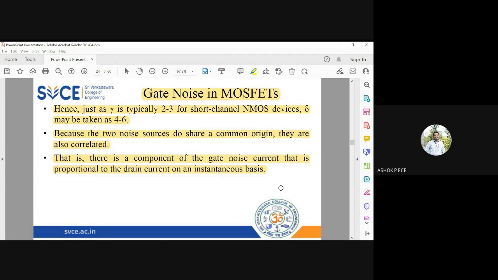So this is the complete thermal noise theory. We studied what thermal noise is and what the noise power is. Then we saw how thermal noise is practically present in devices. It is present in a MOSFET in the form of drain current noise and gate noise. So this is all about thermal noise that we have in our course.